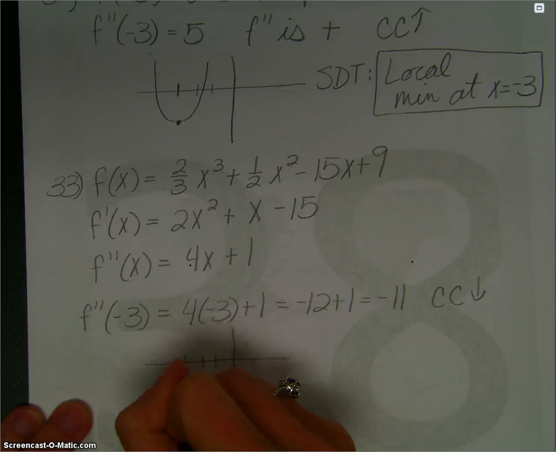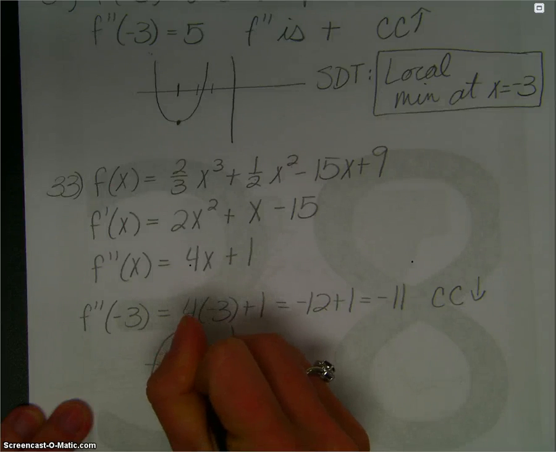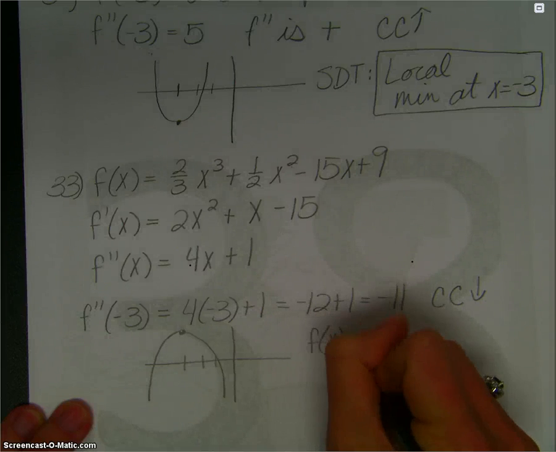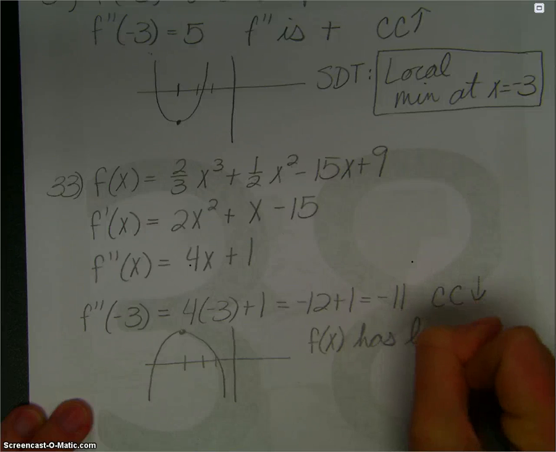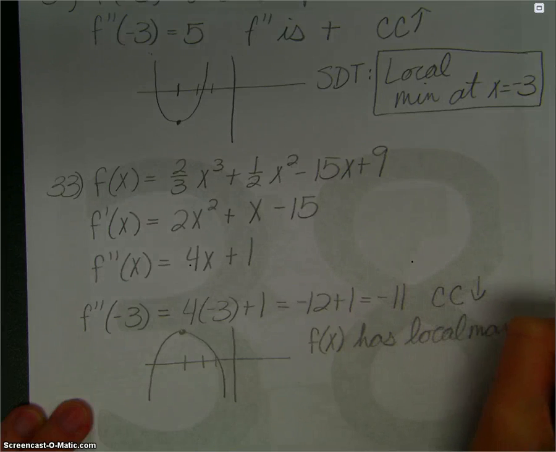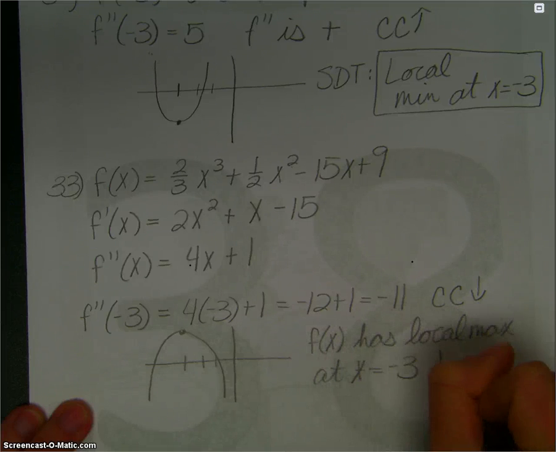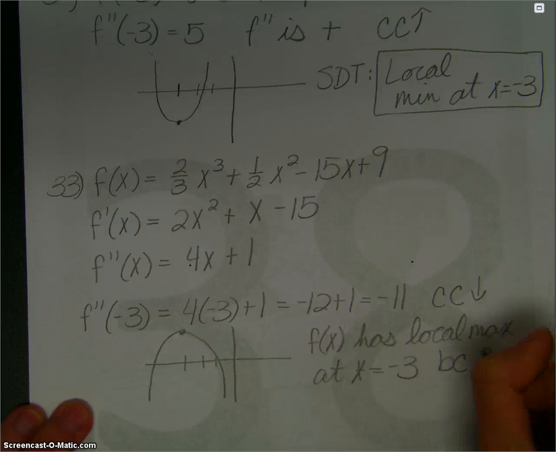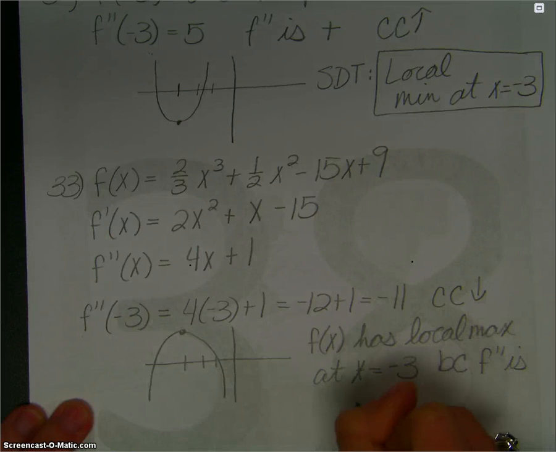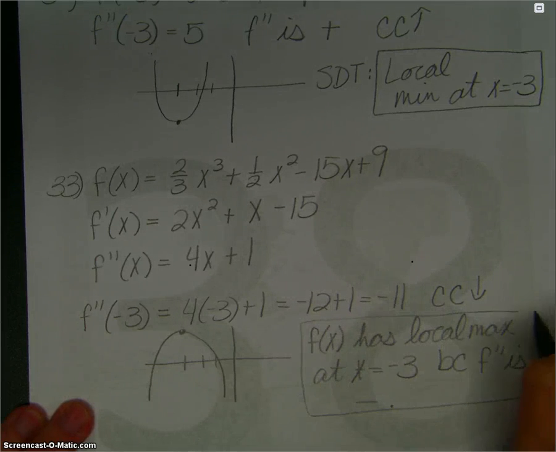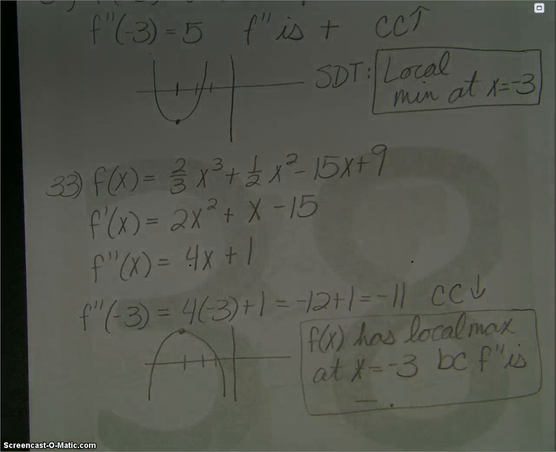-3 and concave down tells me that we have a local maximum point when the graph of f is at -3. So the graph of f, so f of x, has a local max at x equals -3, and it asks me to justify my answer, so because the second derivative is negative. And that's plenty of justification right there. By telling me the second derivative is negative, I know that my graph is concave down. Therefore, I have drawn a local maximum.